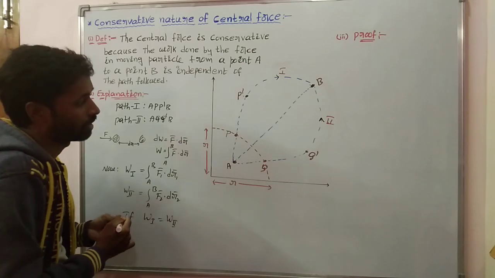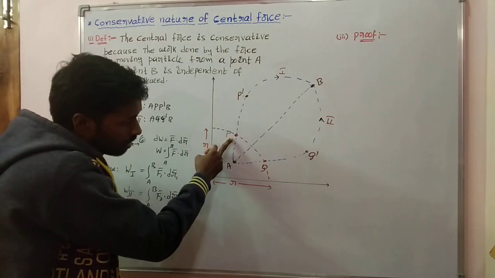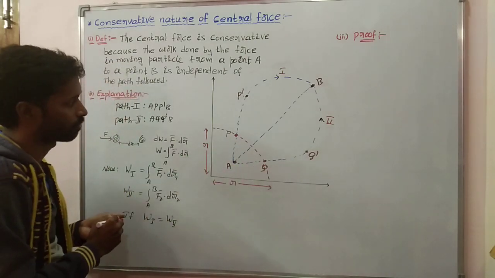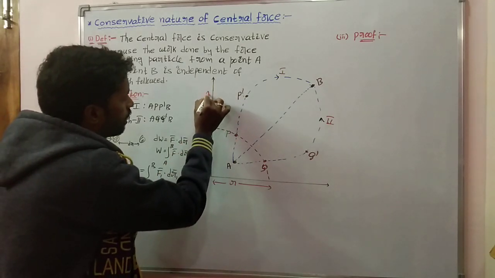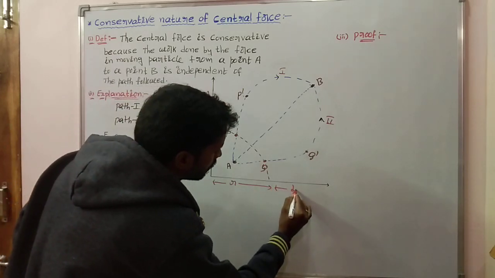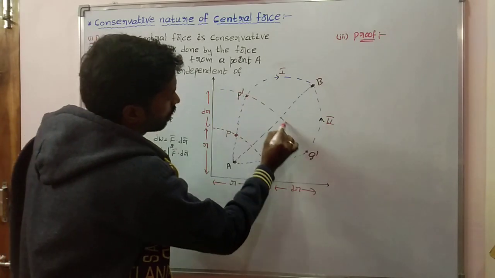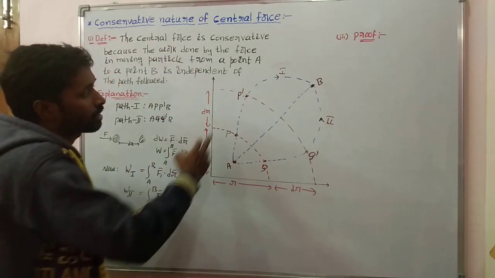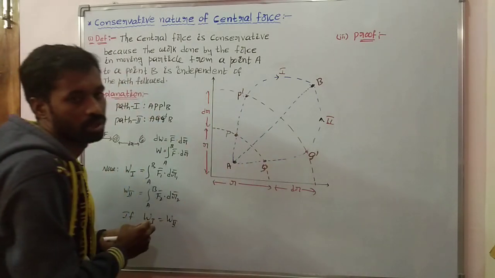That arc intersects path 1 at point P, and path 2 at point Q. Okay. Now we draw another arc of radius r plus dr. That arc intersects path 1 at P dash and path 2 at Q dash.